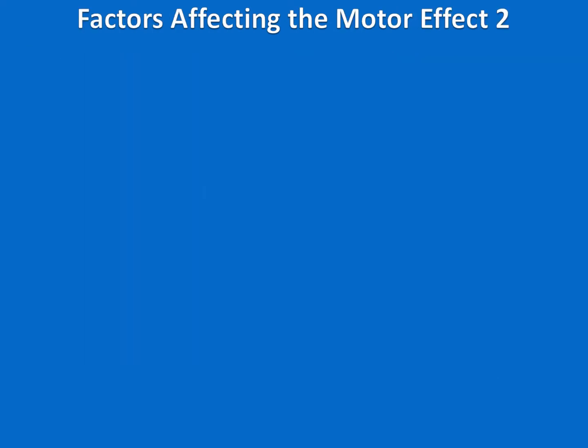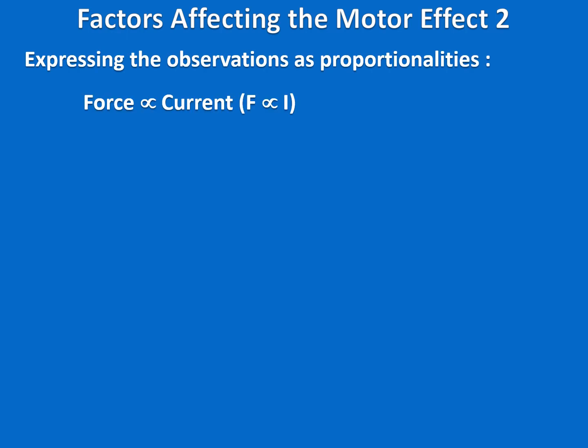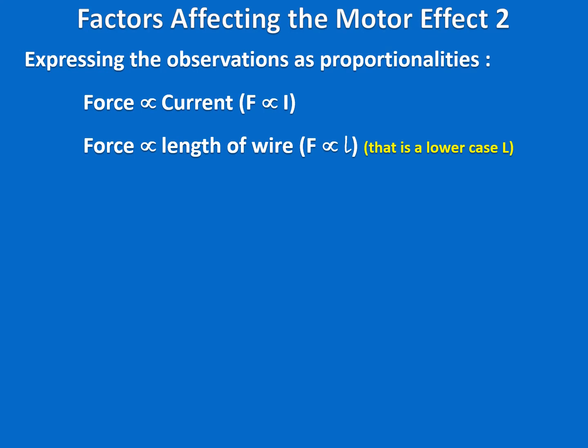So the factors affecting the motor effect can be put into an equation. If we express the relationships in terms of proportionalities, we can show the equation for the force. This equation is given to you on your formula sheet. So the force is proportional to the current, also proportional to the length of wire. So we can say that the force is proportional to the current times the length of wire.